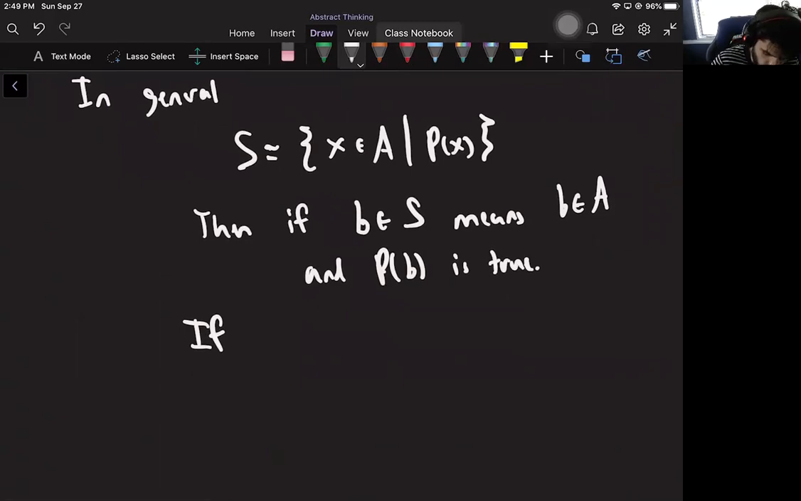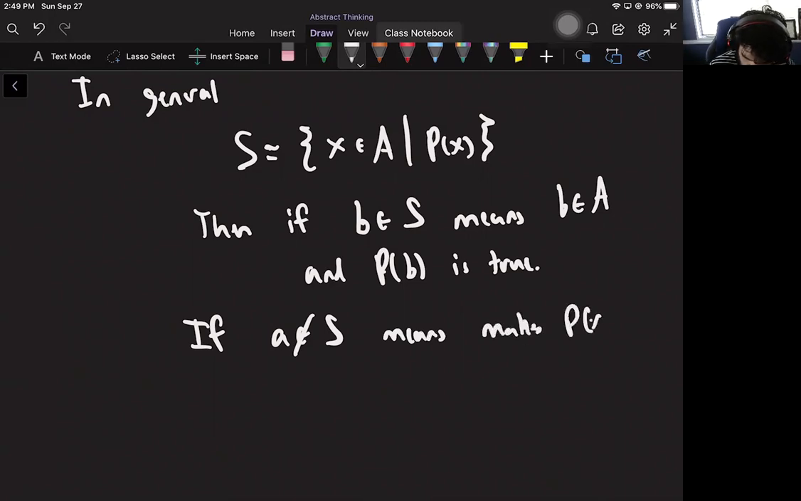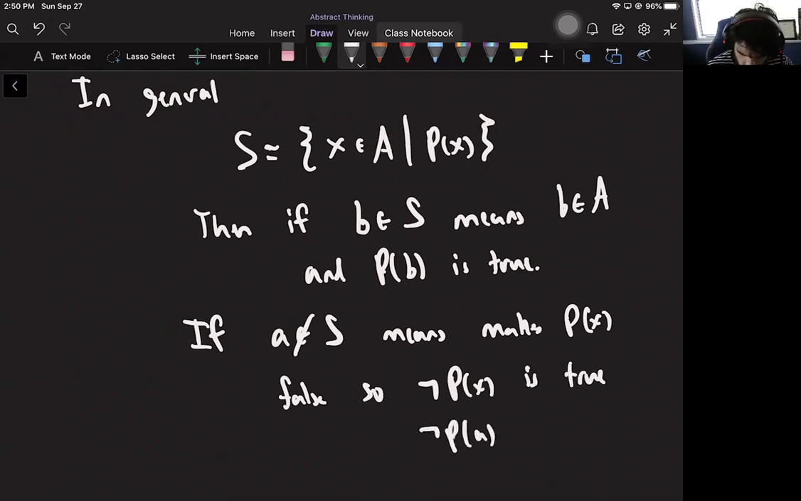So if A is not in S, what that really means is that it makes P of X false, so the negation is true. I should specifically say when I'm plugging in A to the predicate. Okay, so that'll come back later. It's a little bit abstract right now, so I don't want to get bogged down too much by it.